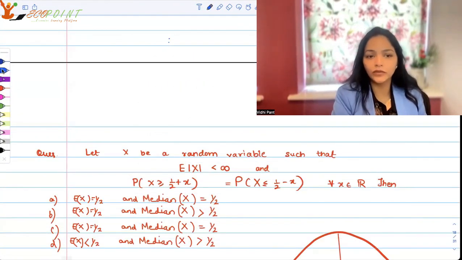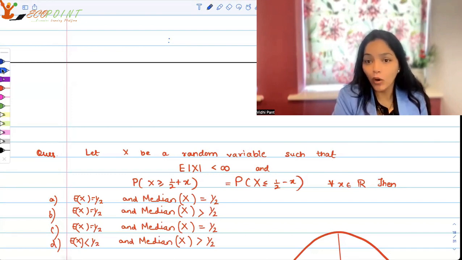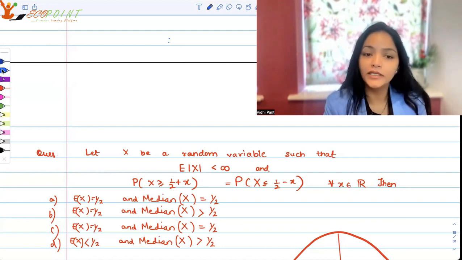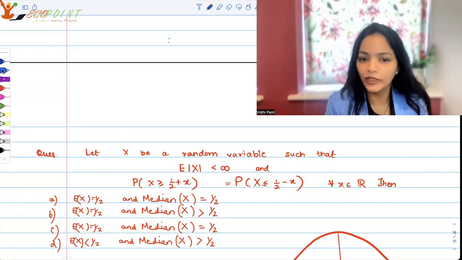The second question for the day is from distributions of random variables. Let X be a random variable such that the expected value of modulus of X is less than infinity. That means you have a finite mean. If the mean of mod x is finite, that means definitely the mean of x will also be finite. And probability x greater than or equal to half plus x is equal to probability x less than or equal to half minus x for all x belonging to R.